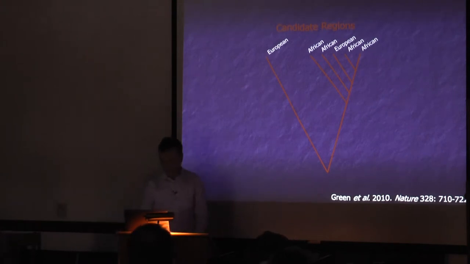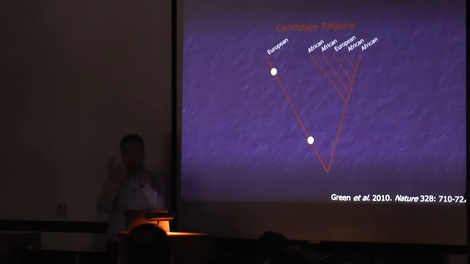The way we do that is we then can look at where the mutations have happened on that gene tree that we're looking at, a little local gene tree in the genome, reflecting the genetic history just of that little part of the genome.